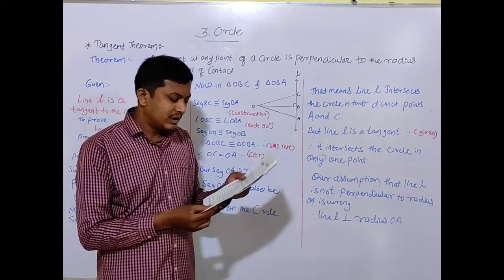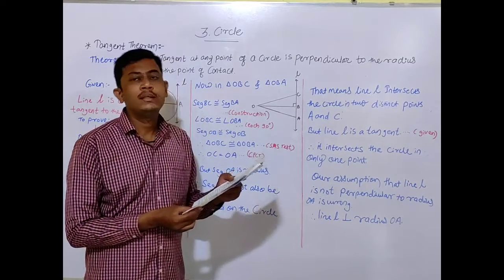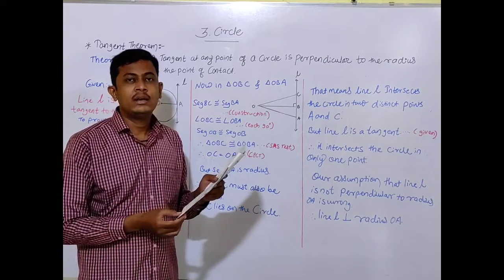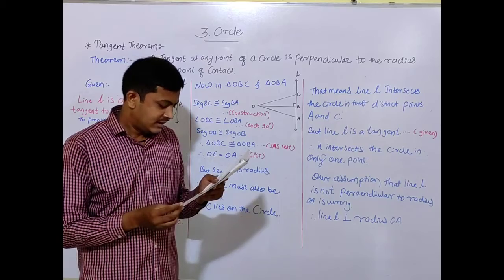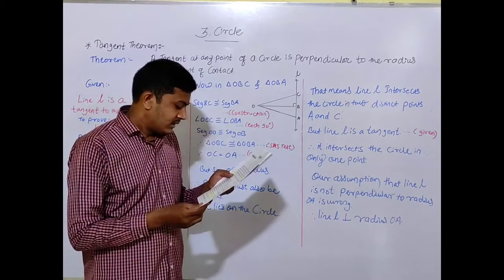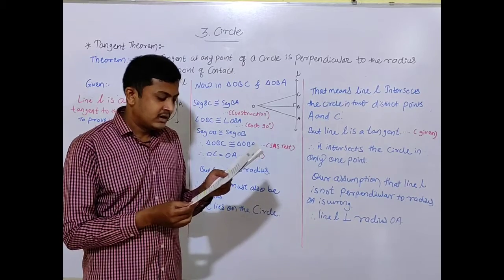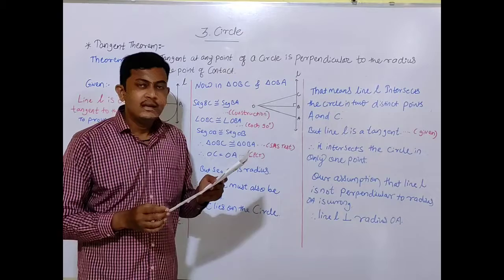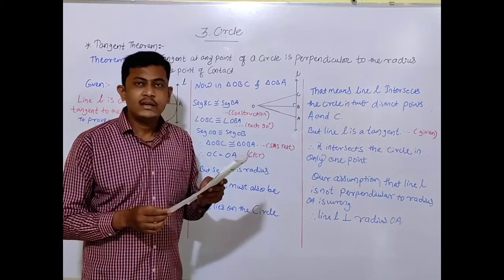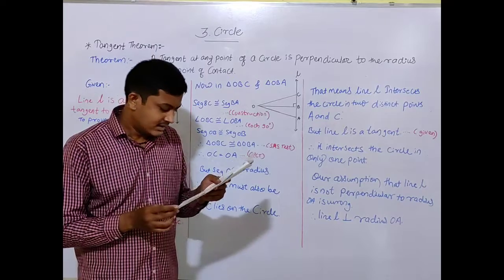But the angle between the radius OP and the line AB will remain a right angle. They are perpendicular, so it remains the same, that is the right angle. At this stage, the line AB becomes a tangent of the circle. That is, the line intersects the circle at only one point, that is the point P. So it remains the tangent.